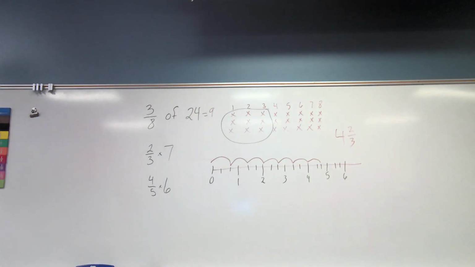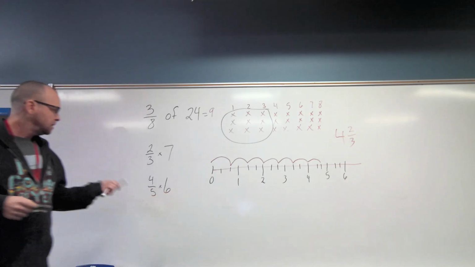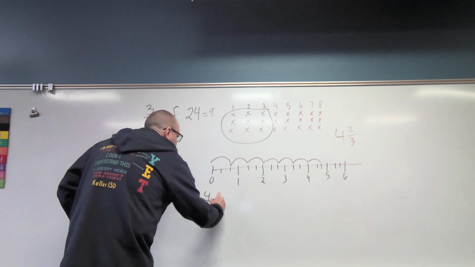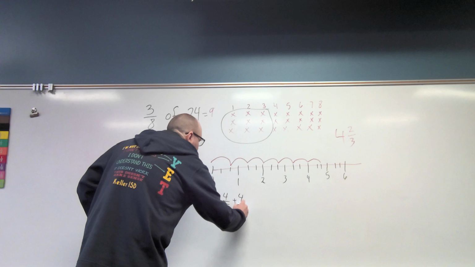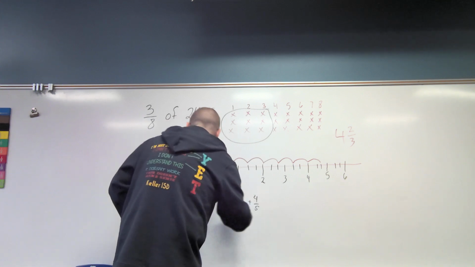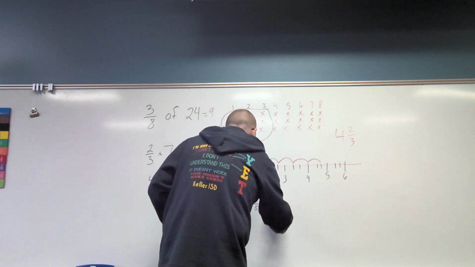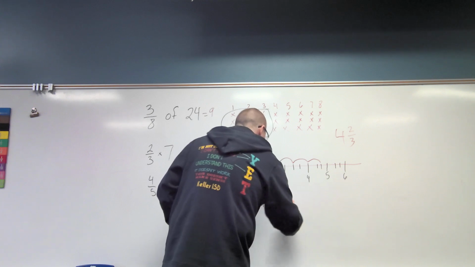We can also, because multiplication is the same as repeated addition, do this another way. For this problem, 4/5 times 6, I could just do 4/5 plus 4/5 plus 4/5 plus 4/5. 1, 2, 3, 4 plus 4/5. 5 plus 4/5. That's 6, right?